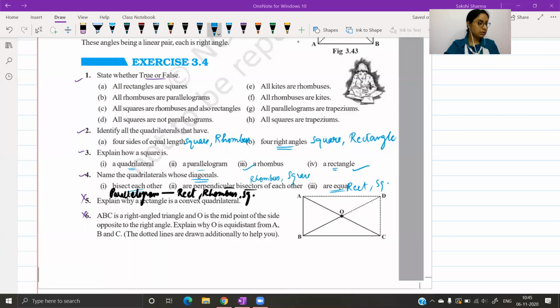So the first part is, okay. By definition, a square is a parallelogram in which all four sides are equal and each angle is 90 degrees. So does that happen in rectangles? No. It's false, right? It's false. Second part, all rhombuses are parallelograms.